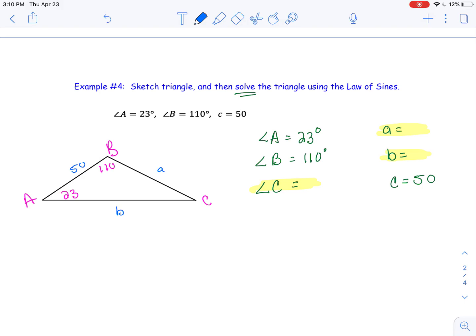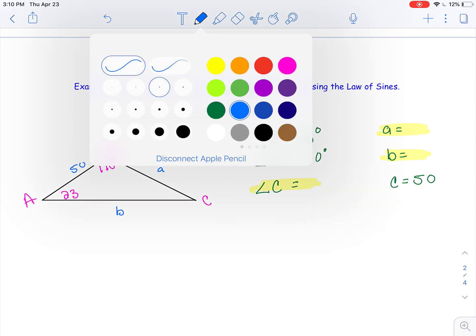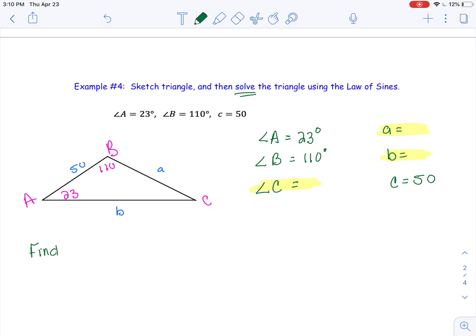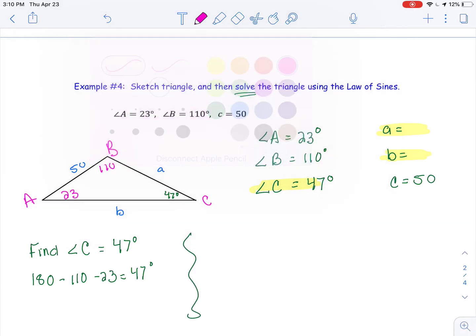So first thing that I can quickly find would be angle C. And I can find angle C because I know all the angles of a triangle add up to 180. So I can take 180 minus 110 minus 23. And I end up getting, I think, 47. 180 minus 110 minus 23 gives me 47. So this gives me 47 degrees. So I've now answered this question, 47 degrees. So now I need to find A and B. I'm going to use law of sines to help me find A and B.